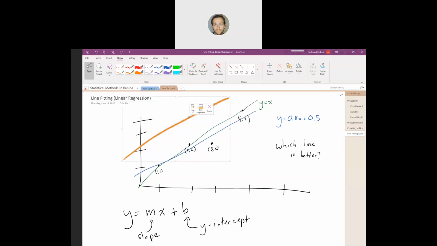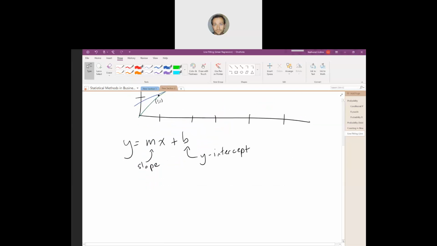Sometimes it's easy. This line, the orange line, is clearly bad. But for these other lines, it's a little bit harder. They're not so different from each other. But you can say that the green line actually passes through 3 of the points, so maybe that makes it a good line.